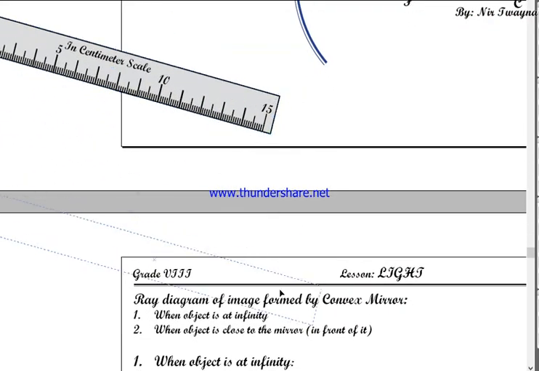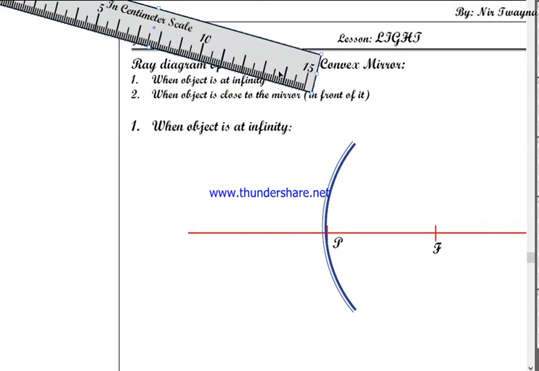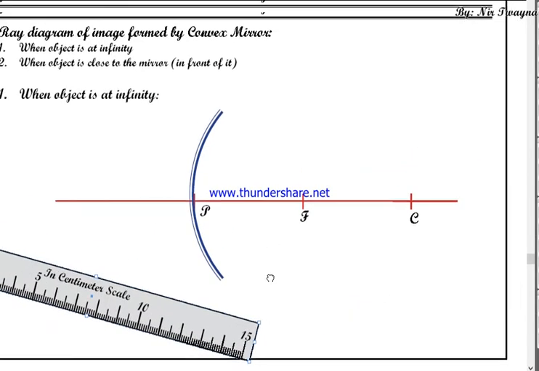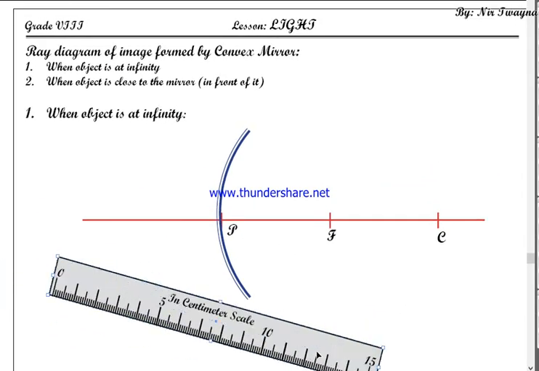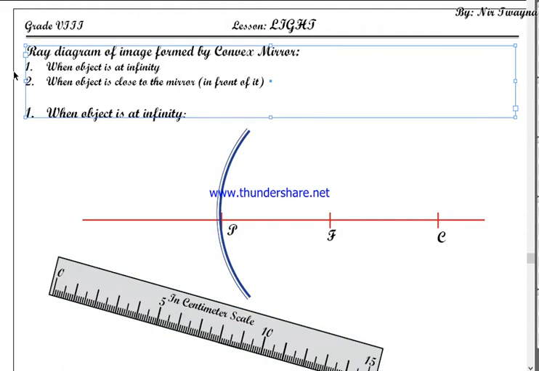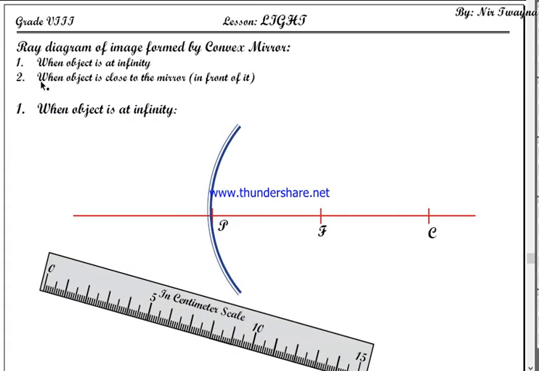Okay, now we are going to actually draw the ray diagram today. In case of a convex mirror, we only have two cases. If we remember, in case of a concave mirror we have 6 cases, isn't it? But in case of a convex mirror you have only 2 cases, because in case of a convex mirror, focus and center of curvature lie behind the mirror. Okay, they lie behind the mirror.